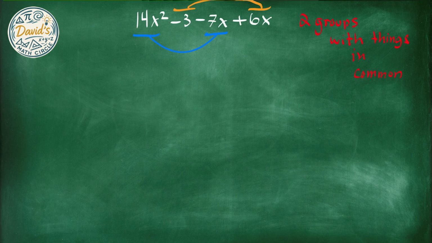So I'm gonna place my terms so they're separated by groups. First I will have 14x squared minus 7x, and then my second group, which will be minus 3 plus 6x.